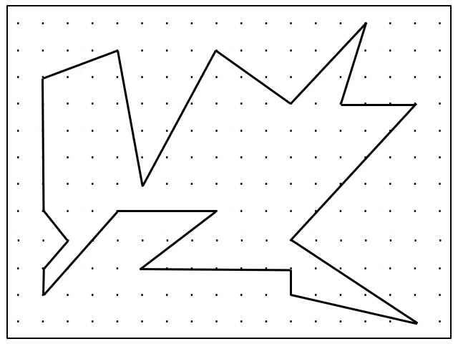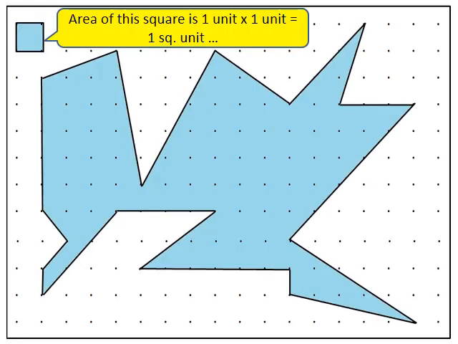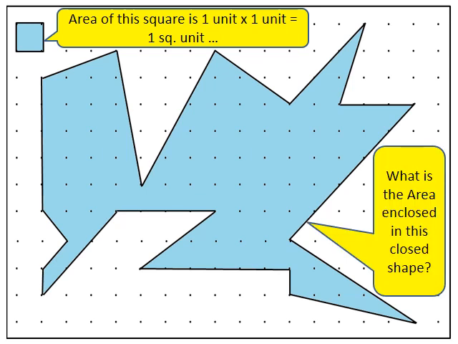Here I have drawn a random geometrical shape, and on the top left corner is our square for which we know the area. The area of the square we already know is 1 square unit. So using this, can we find out the area enclosed in this shape? The colored region is the area which we need to find out. Can you give it a try?